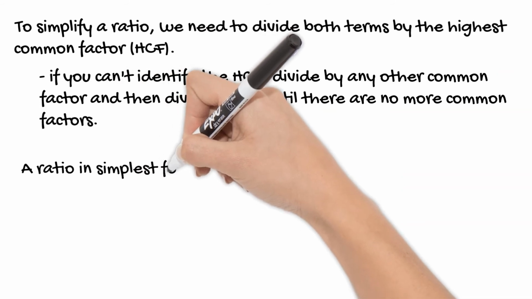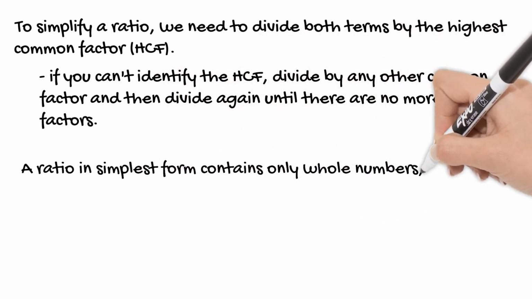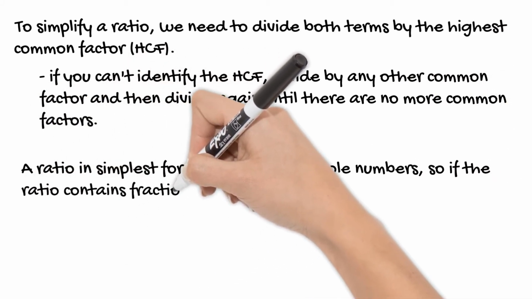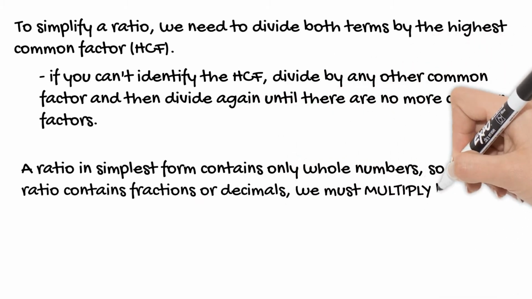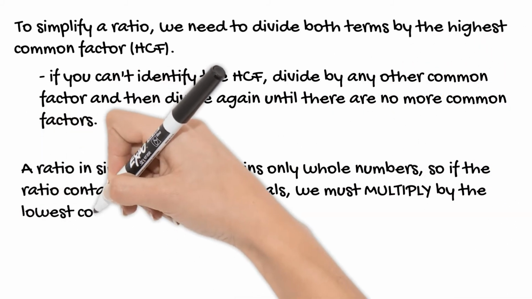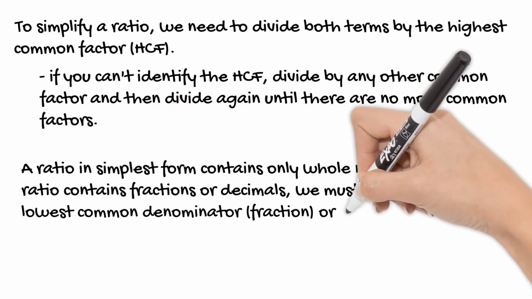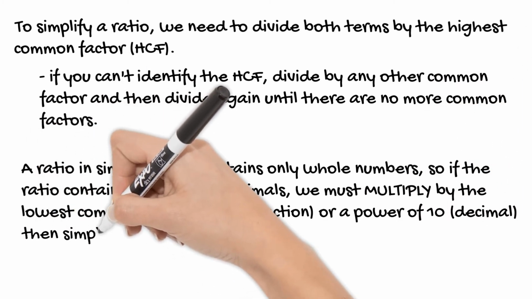Now, it's also important to note that a ratio in its simplest form has only whole numbers. So if there are any fractions or decimals in your ratio, you actually need to multiply by either the lowest common denominator if you're working with fractions, or the appropriate power of 10. And I'll show you in an upcoming example how we determine what power of 10 we need to multiply by.